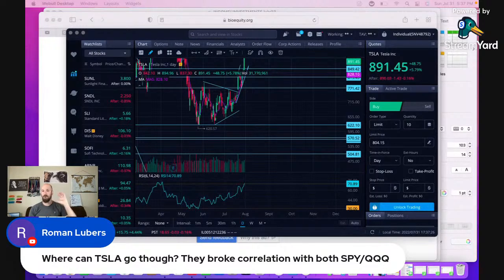So we've broken out. We're going to break out and run to whatever level we need to run to before we end up selling off and taking a breather. And then we'll take a breather in our new trading range, and we'll probably end up trending back with the SPY and the QQQ at that point. It's just a matter of when is that going to happen.